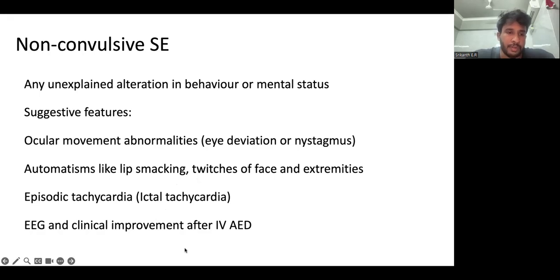So if you think of a patient having a seizure, just give a dose of benzodiazepine and look at the response. If the patient is actually waking up or the symptoms of the altered mental status are improving, then you should think of a non-convulsive status. That actually proves your diagnosis more or less. There are some diagnostic criteria, but it's not very important right now.